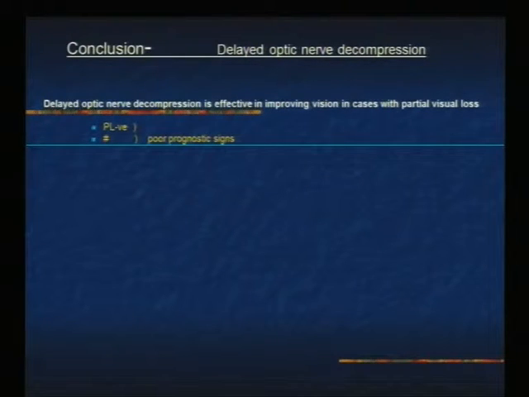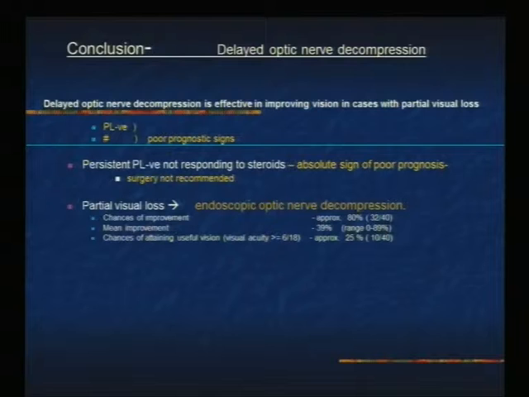So if I conclude, delayed optic nerve decompression is effective. So the whole philosophy is delayed. The immediate treatment is medical treatment, as Dr. Mahapatra said. And surgery is only undertaken delayed. And I just want to emphasize that even if surgery is indicated delayed, it can be an effective intervention. Don't do it in patients who have PL negative. You can do it in patients who have fractures, provided they're not PL negative. It's a poor prognostic sign, but not an absolute sign.